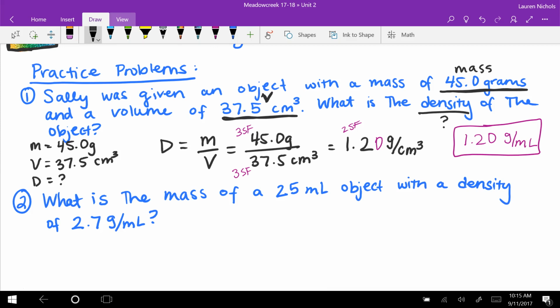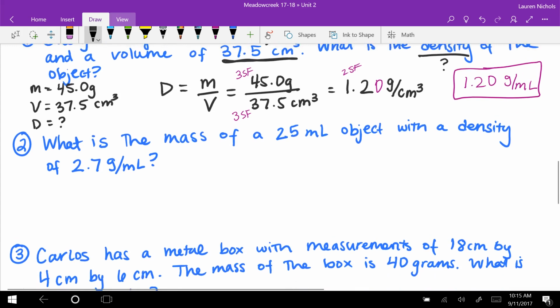Okay, so what is the mass of a 25 milliliter object with a density of 2.7 grams per milliliter? Remember, first thing we're going to do is we read through the question, and now we're going to go back and look at what we are given. We are given 25 milliliters, which means milliliters is always volume, with a density of 2.7 grams per milliliter, so that's density, and it says what is the mass? So mass is my question mark.